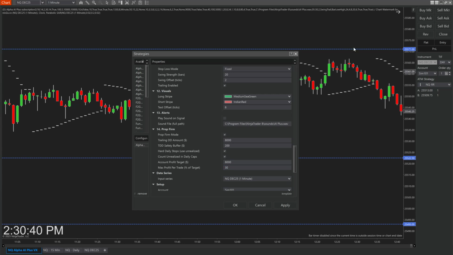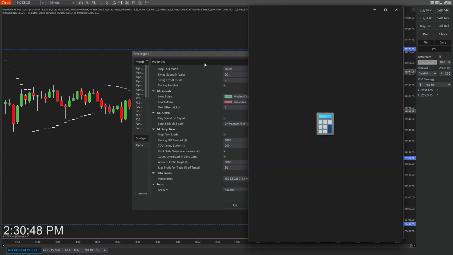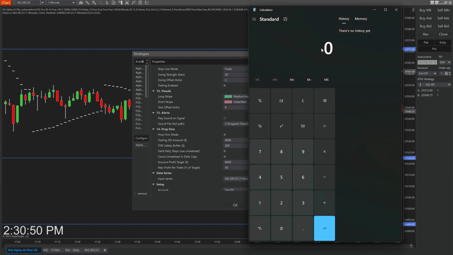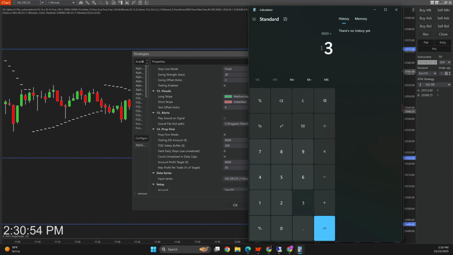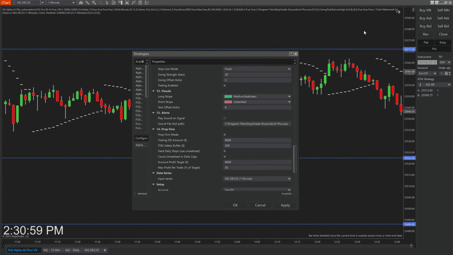do the math now. I want to open my calculator one second. I want to see 30%. Can't use my brain anymore, man. So $8,000 times 30 divided by 100, $2,400. If we are live trading, $2,400 minus $200, which means $2,200, it will actually force the trade to close.